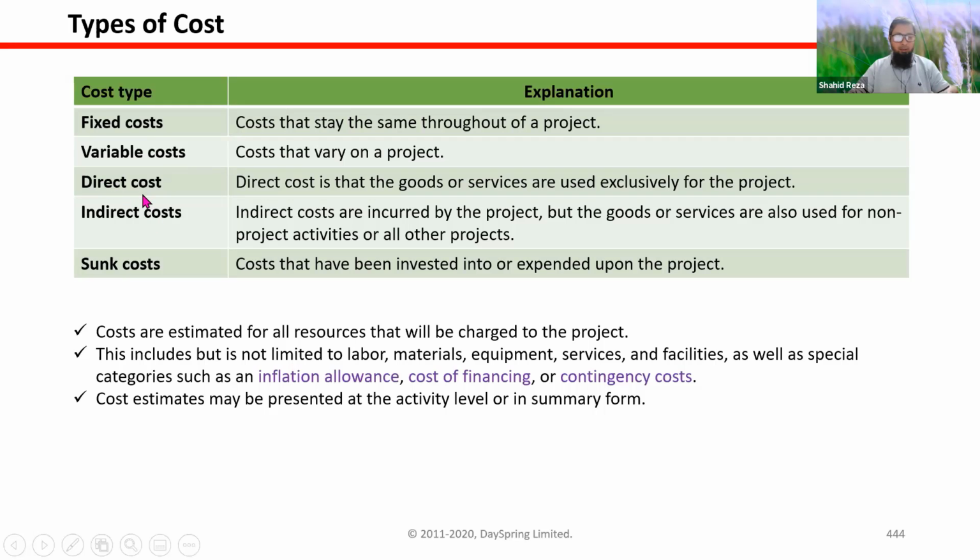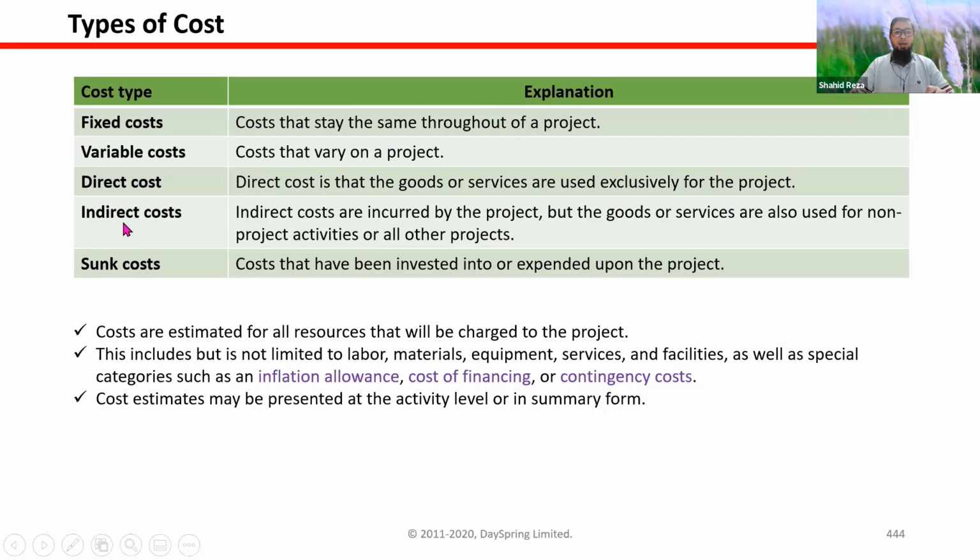Direct cost. What is direct cost? Direct cost means a cost that is directly involved in the project. For example, say we are going to build a 2-story building, and we need 100K bricks. These 100K bricks will be used in this building, nothing will be used in another building. So all these bricks will be used in this project, and that is a direct cost for this project.